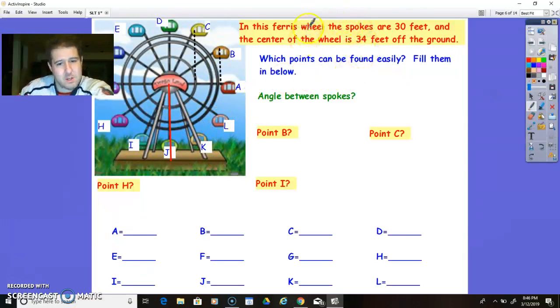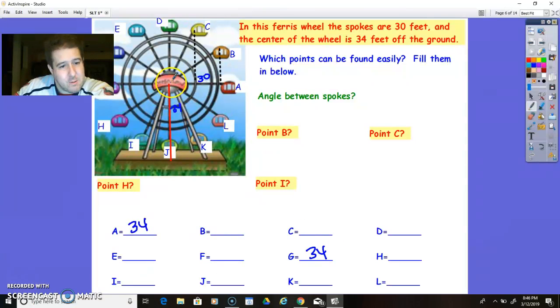So what I would do in this question is I would start with the one that is easiest. In this Ferris wheel, the spokes are 30 feet and the height is 34 feet. So that tells me that A and, okay, I need to move myself, A and G are the same height as the center. So A must be 34 and so is G. So I'm going to start with the easiest ones first.